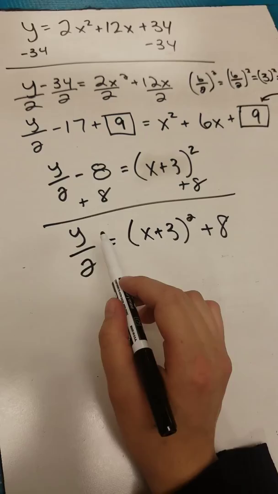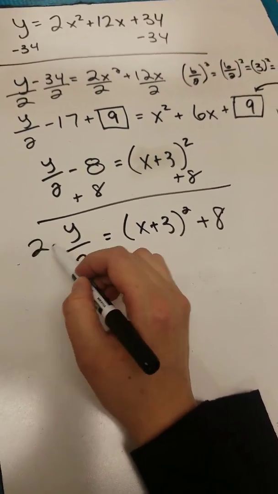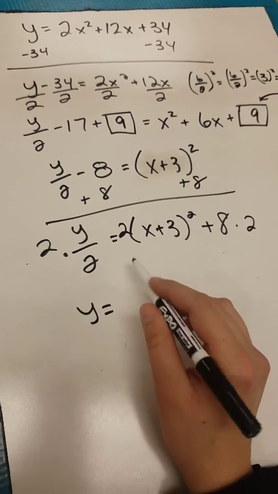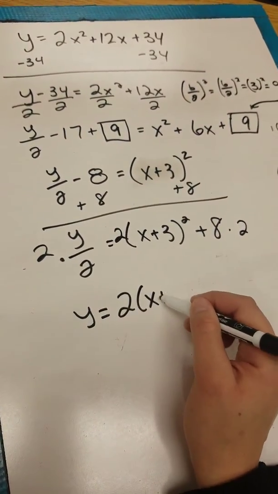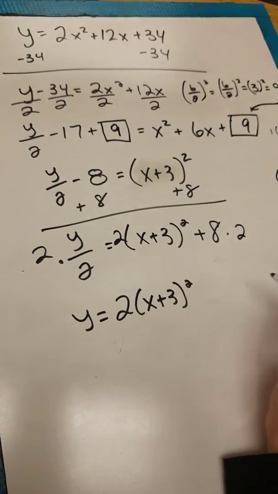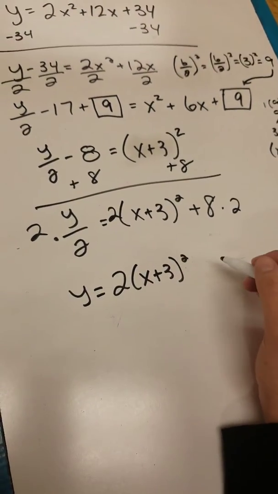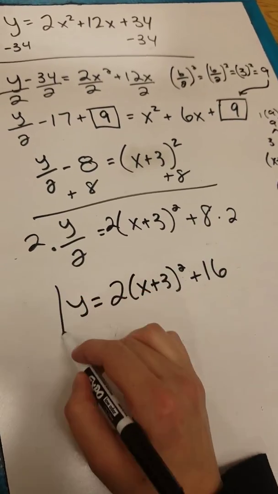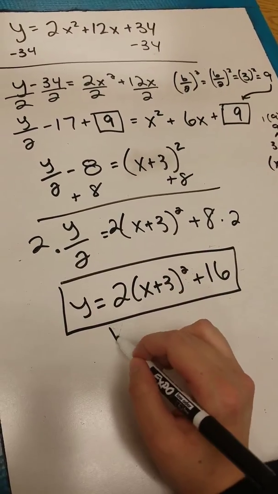And then the last step, just get y by itself by getting rid of that 2. So we are going to times by 2 everything. So the 2 is going to hang out in front of our parentheses. Please do not distribute it. That doesn't work because there's a square, so you would have to take care of that square first. And then 8 times 2 gives us 16. That is our vertex form.